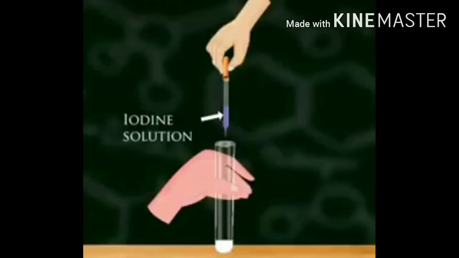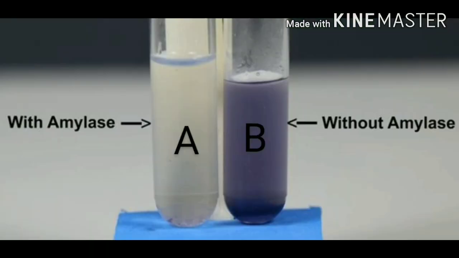Now add a few drops of dilute iodine solution to test tubes A and B. We can see that test tube A does not show any color, but test tube B shows a blue color appearance. Test tube A has no starch, while test tube B has starch present, which shows blue color after the iodine test.